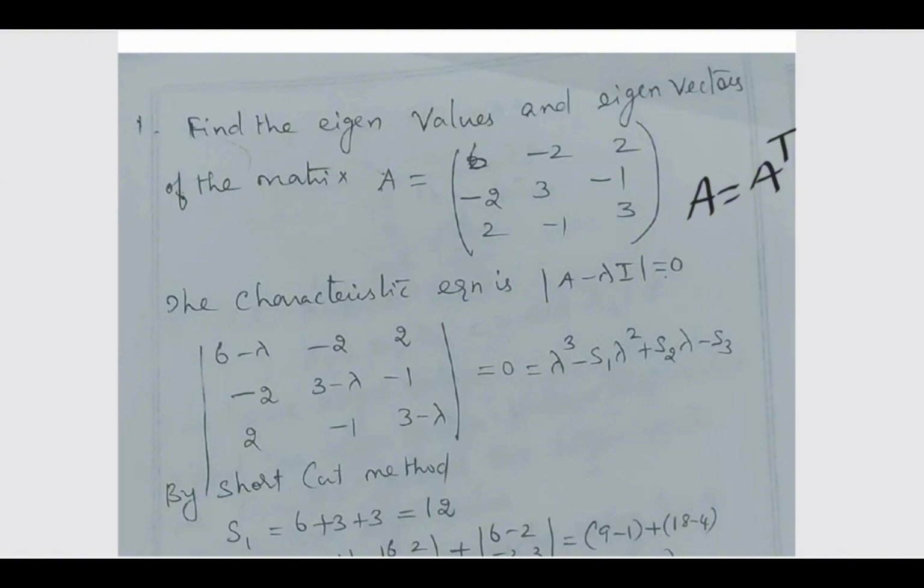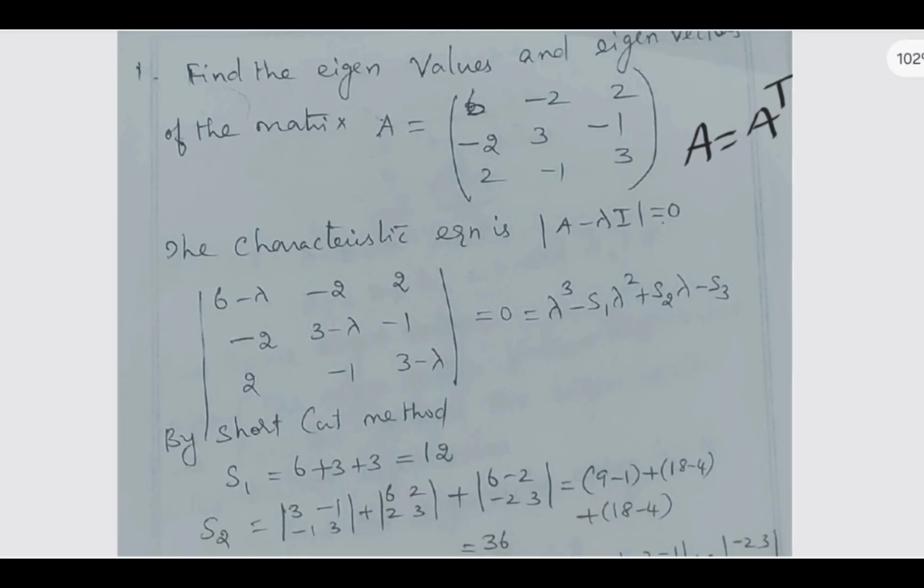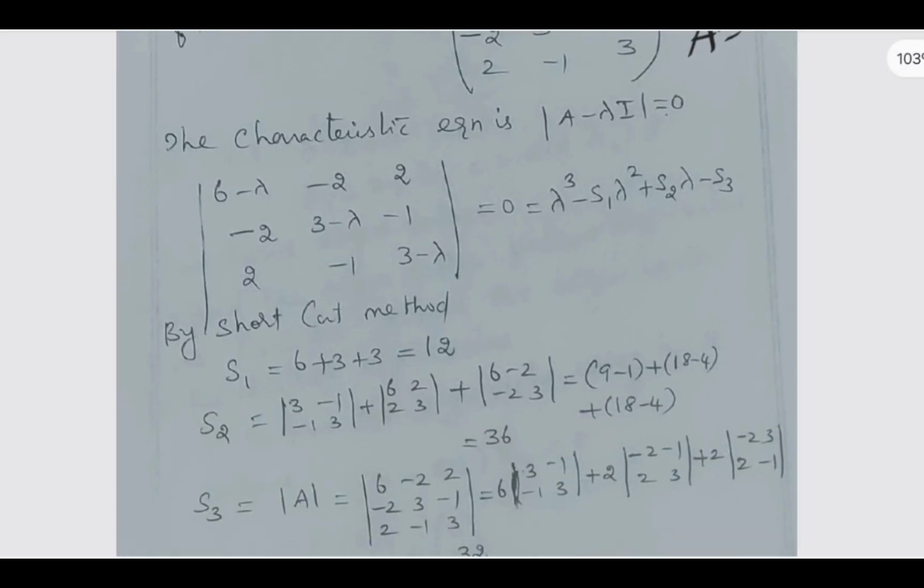Next, based on that, we are going to find, as usual, the characteristic equation. So the characteristic equation is determinant of A minus lambda I equal to 0. As usual, along the main diagonal, subtract lambda. So 6 minus lambda, 3 minus lambda, 3 minus lambda. The remaining elements you write as they are: minus 2, 2, minus 2, minus 1, 2, minus 1.